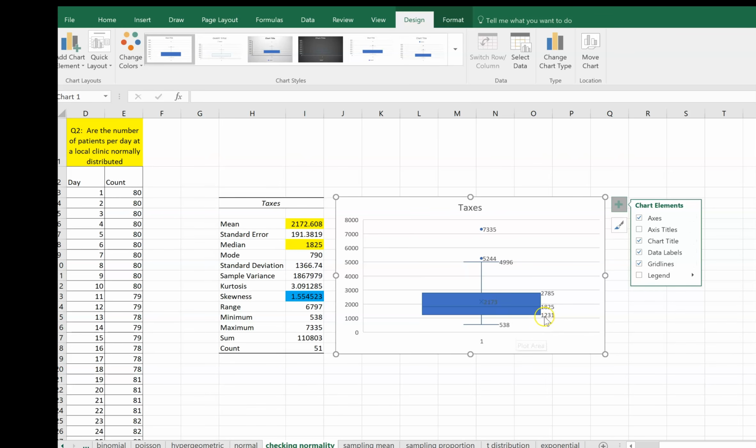That is about a 700 difference, where up here the difference is well over 2,000. That is a huge differential, and that's why I know there's a skew. Usually in a symmetric picture, these whiskers, as they're called, are roughly equal in distance.